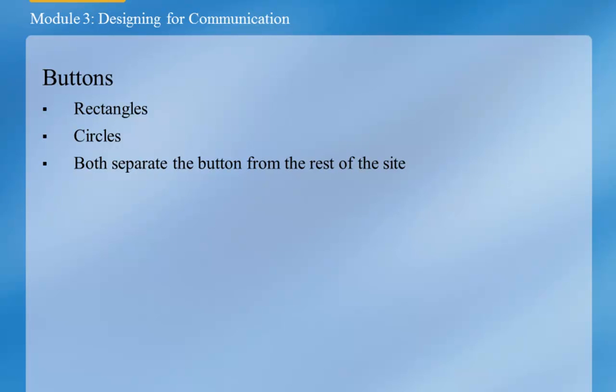Buttons, talking about navigation buttons, can be represented by using different shapes. Many web pages use rectangular navigation buttons. Some may use circles, but both separate the button from the rest of the site. So when you're thinking about your navigation, if you look at a lot of different sites, they have them kept in maybe a rectangular type of container. So keep that in mind when you're making your navigation.